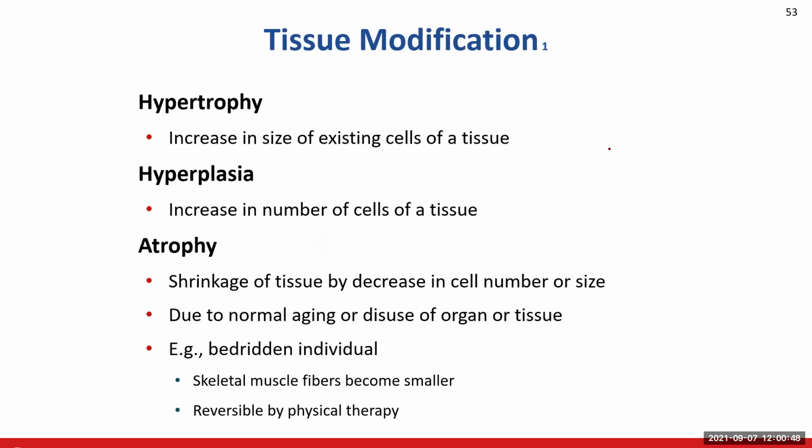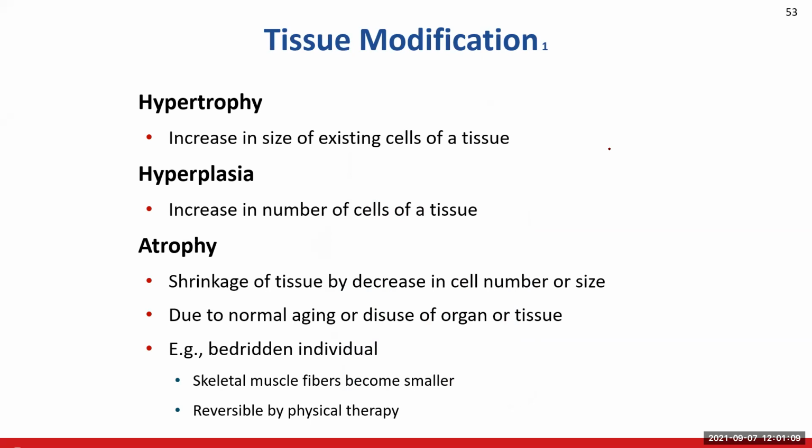All right, I want to wrap up with just talking about some tissue modification here, some terms that you definitely should be familiar with because you're going to hear me mention it. Pretty much every chapter will usually finish up at the end of these system chapters talking about what happens to the tissue as you get older. So you need to know some of these terms.